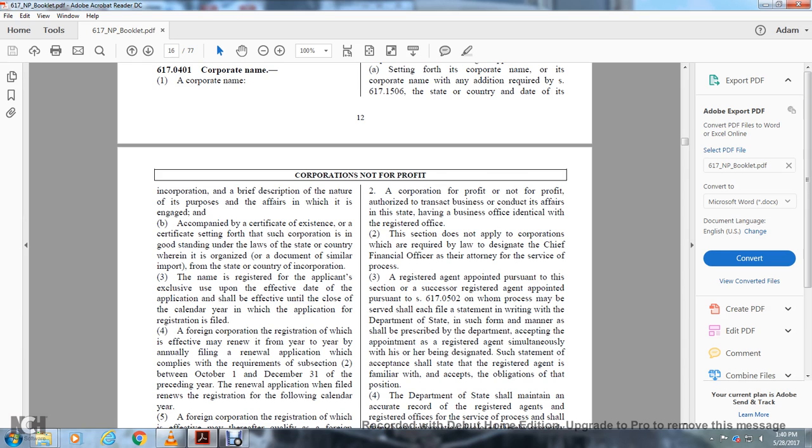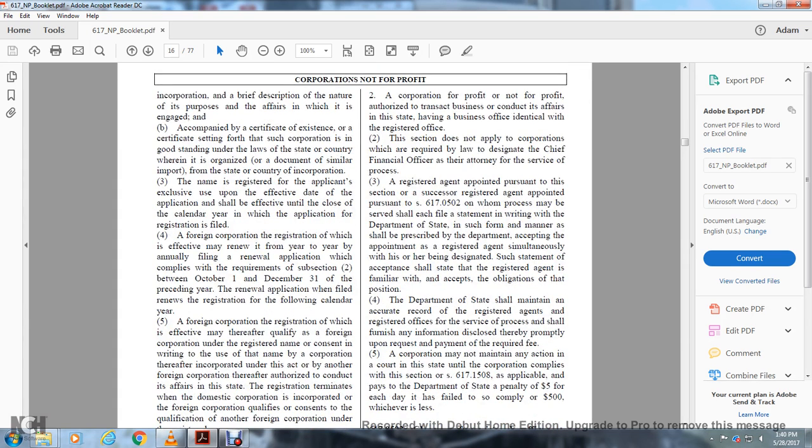The registered agent appointed pursuant to this section, or a successor registered agent appointed pursuant to statute 617.0502 for service of process, shall each file a statement with the department in the manner prescribed by the department, accepting the appointment as registered agent simultaneously with being designated, and acknowledging and accepting the obligations of the position. The Department of State shall maintain an accurate record of the registered agent and the registered office, and the information disclosed thereon shall be furnished promptly upon request and payment of the required fee.